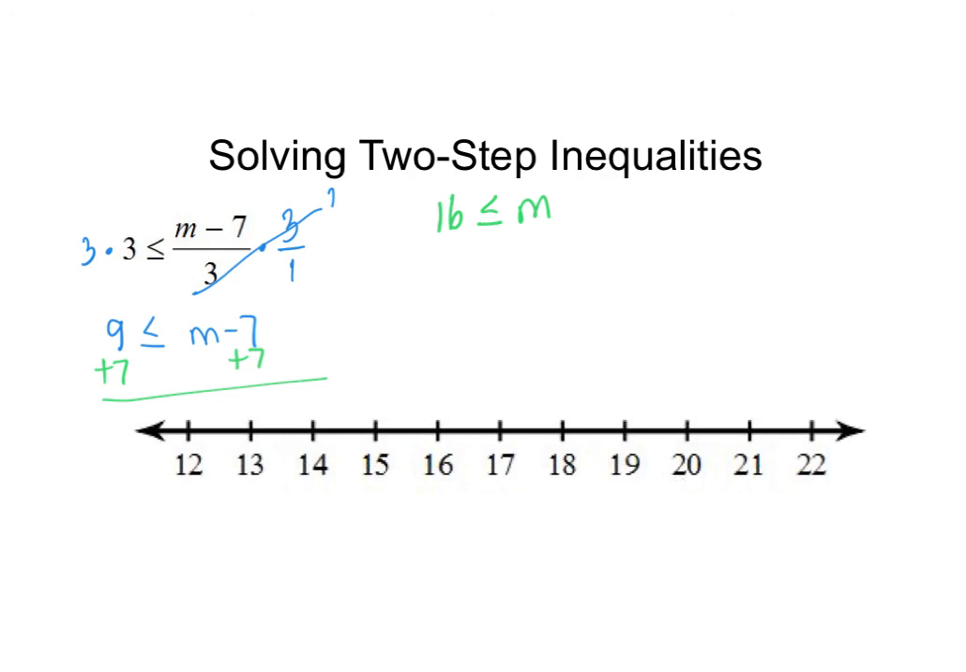So I will need a closed circle at 16. And then this is actually telling me the same thing as m is greater than or equal to 16. So I need to shade to the right. Every number that's bigger than 16 would be a possible solution to this inequality.